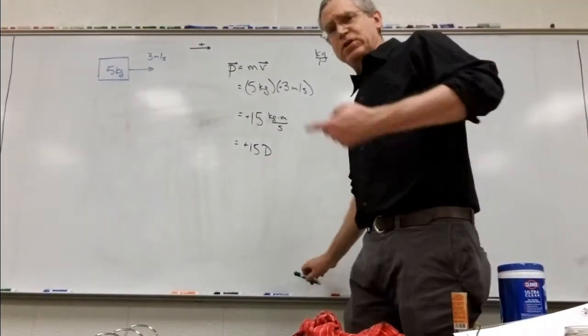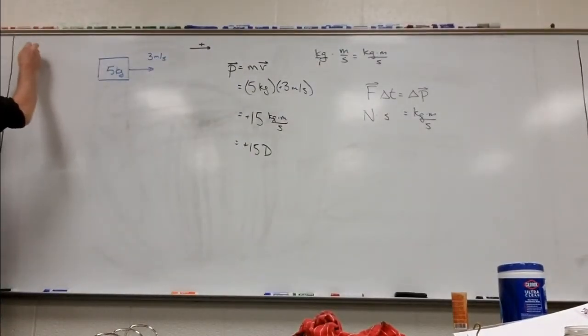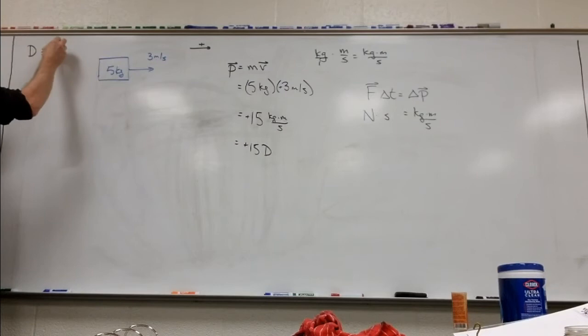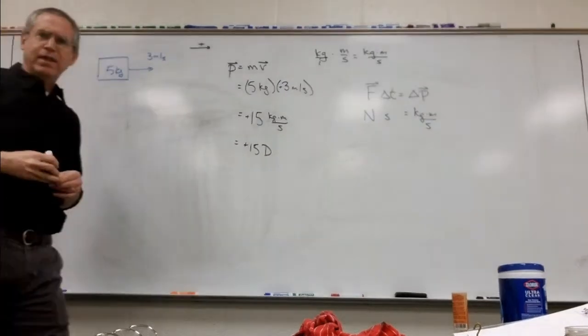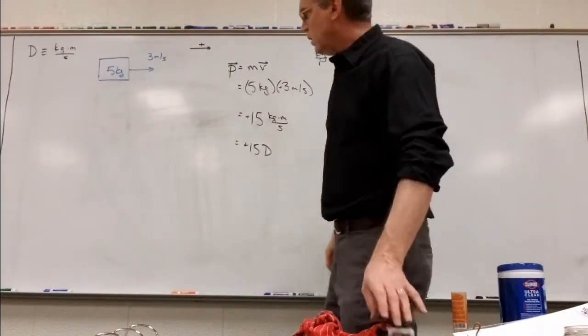So let me put the definition up. I'm going to put it in the corner because I'm going to use Descartes more than once. So I'm going to define a Descartes to be a kilogram meter per second. And that should cover the rest of what I'm doing on the board here.